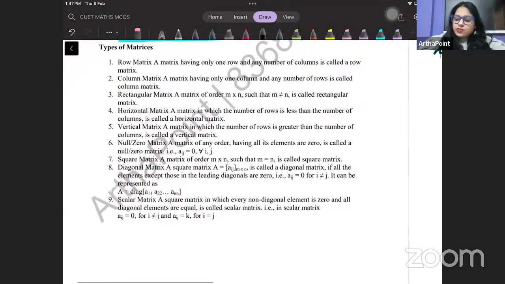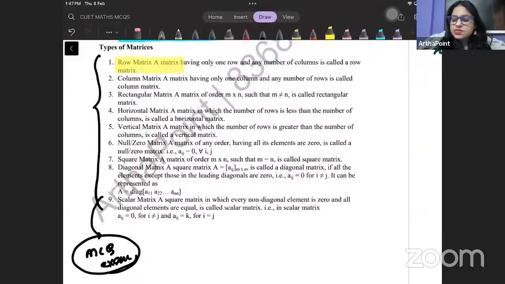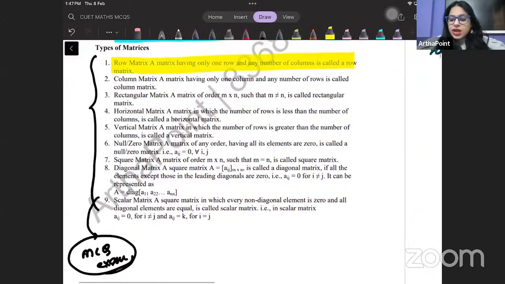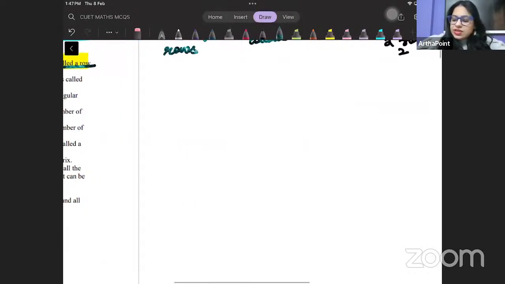There are different kind of matrix, and this is very important from the point of view of any MCQ exam. We must know what are the different kind of matrices that exist. Beta, first matrix देखो. The first matrix is called a row matrix. A row matrix is any matrix which has only one row but many columns in it. अगर row एक ही है, it means that I have A11, A12, A13, A14, A15. ऐसे मेरे पास एक matrix है.